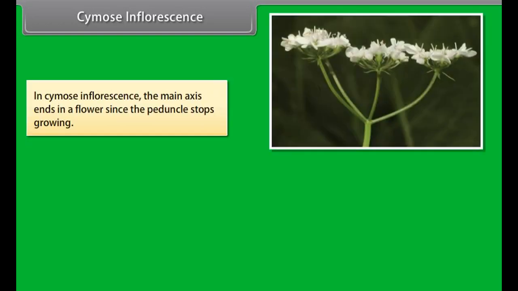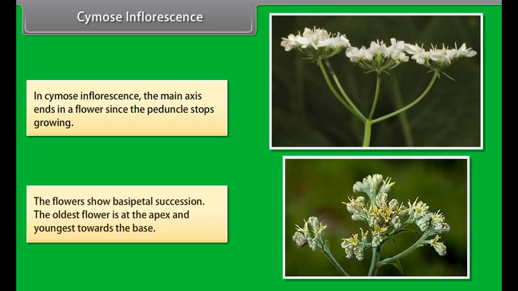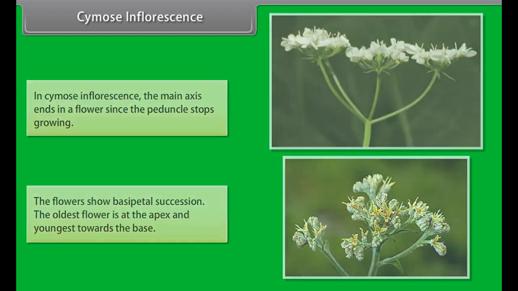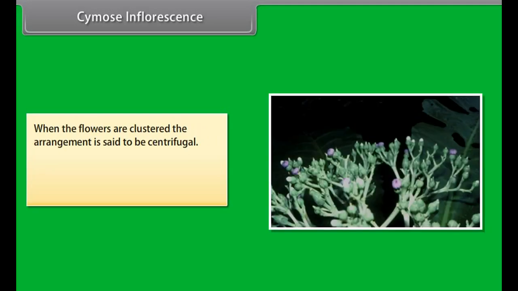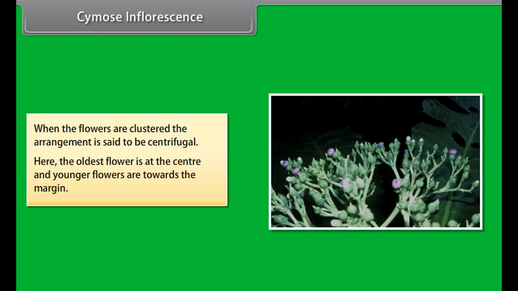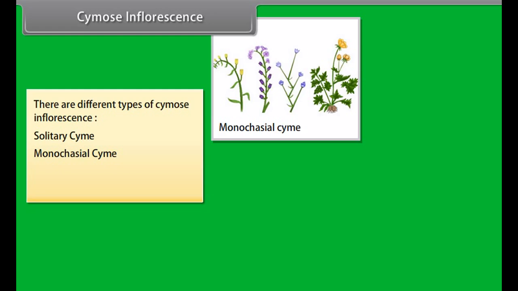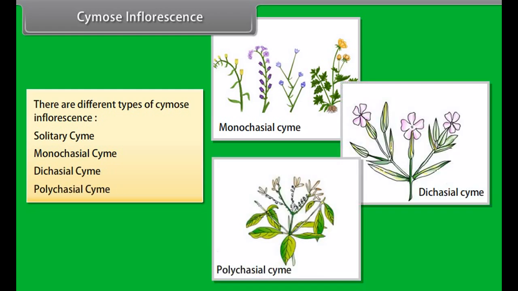Cymose inflorescence. In cymose inflorescence, the main axis ends in a flower since the peduncle stops growing. The flowers show basipetal succession. The oldest flower is at the apex and the youngest towards the base. When the flowers are clustered, the arrangement is said to be centrifugal. Here, the oldest flower is at the center and younger flowers are towards the margin. There are different types of cymose inflorescence: solitary cyme, monochasial cyme, dichasial cyme, polychasial cyme.